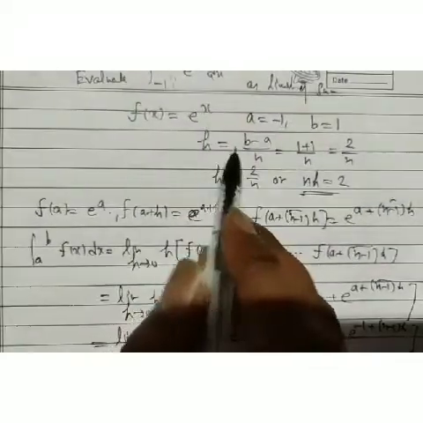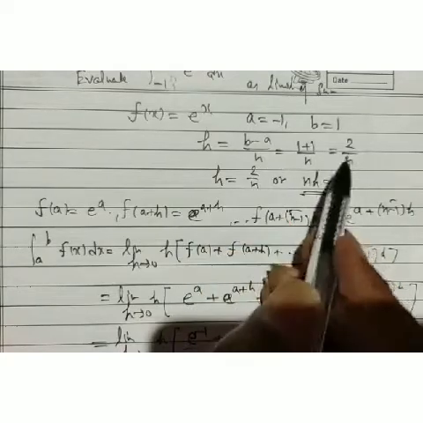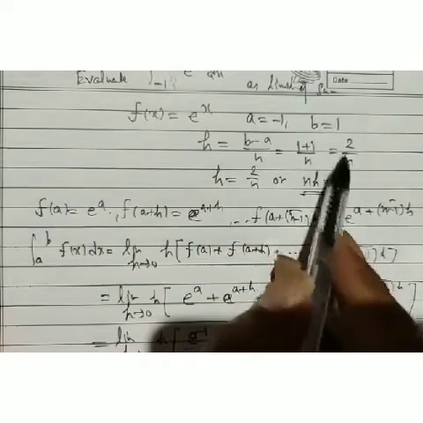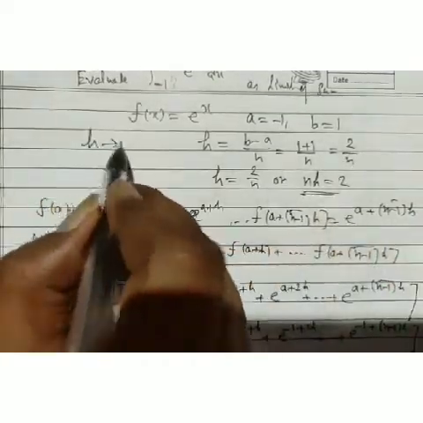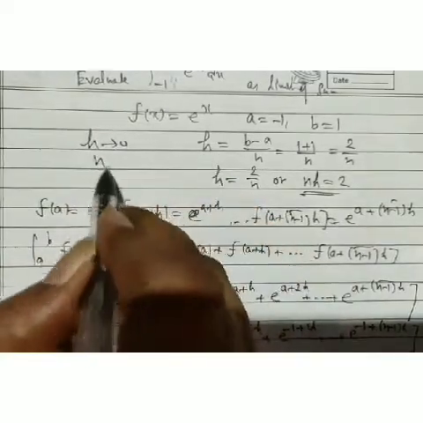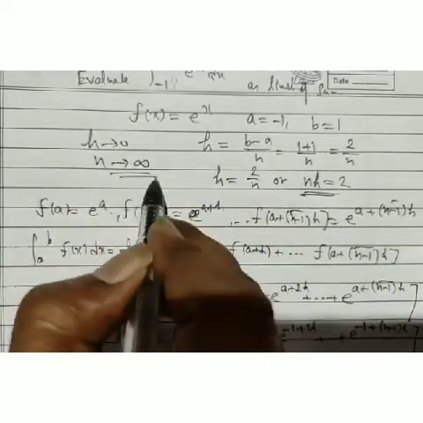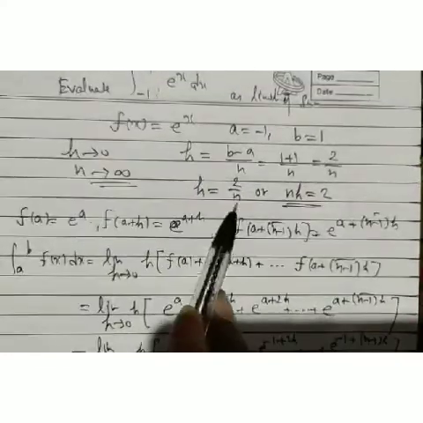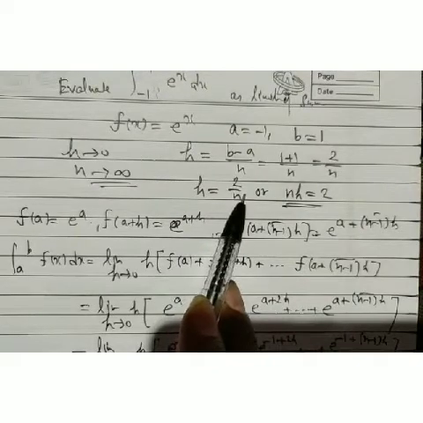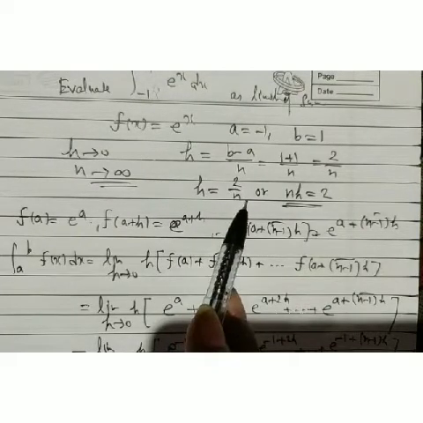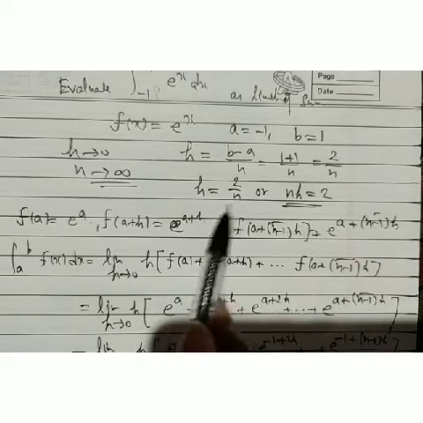Look, when h is equal to (b minus a) by n, at the place of h we can write 2 by n. When our h tends to 0, then our n tends to infinity here. Then we are going to change our limit there. At the place of h, we are going to put 2 by n. Then we are going to be able to solve it.